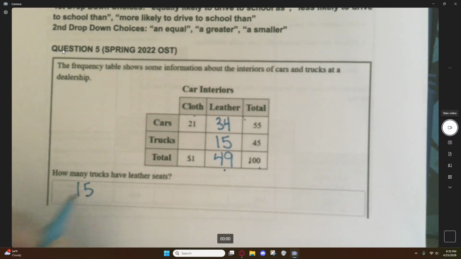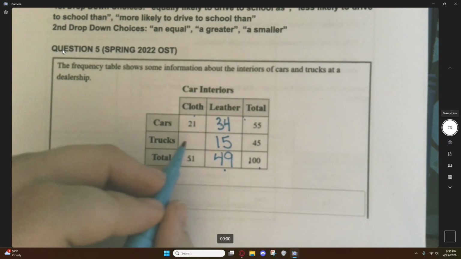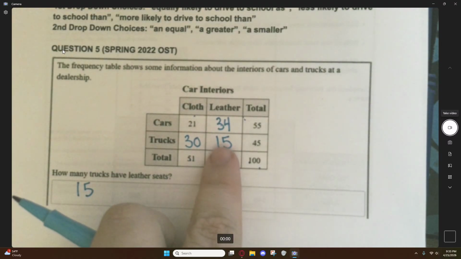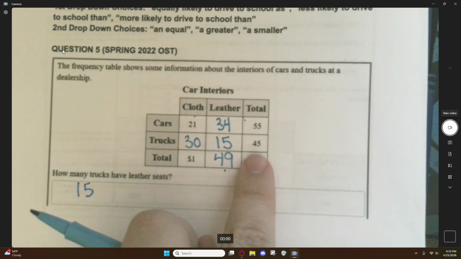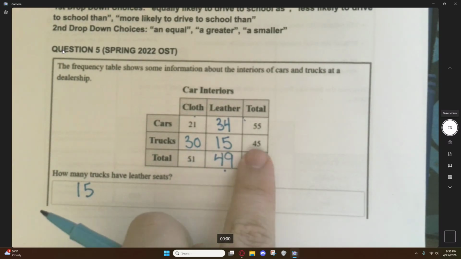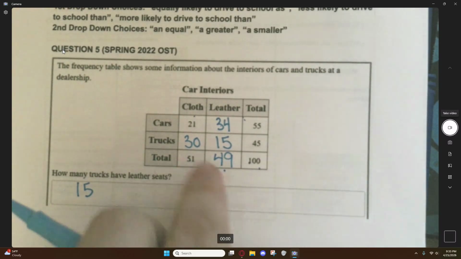It's 15. Could you figure out that there were 30 trucks with cloth seats? You could. It's not needed. Once you got that 15, you're good. You could use that to check yourself. Because if this wasn't 30 and this was like 27, then this would have to be 18, and then you would have a problem. But it all matches up.